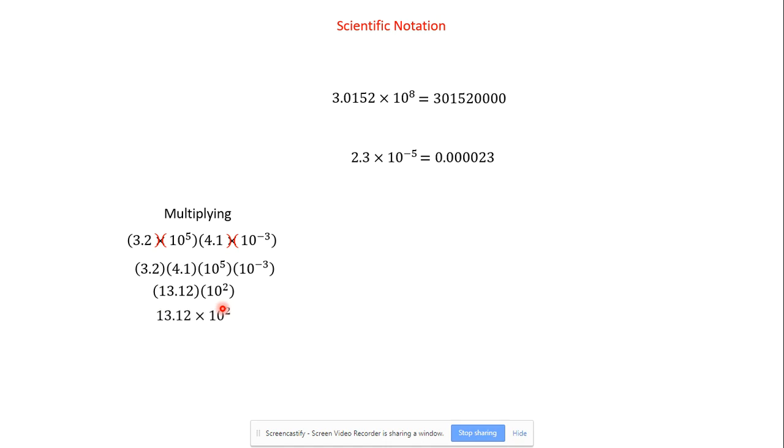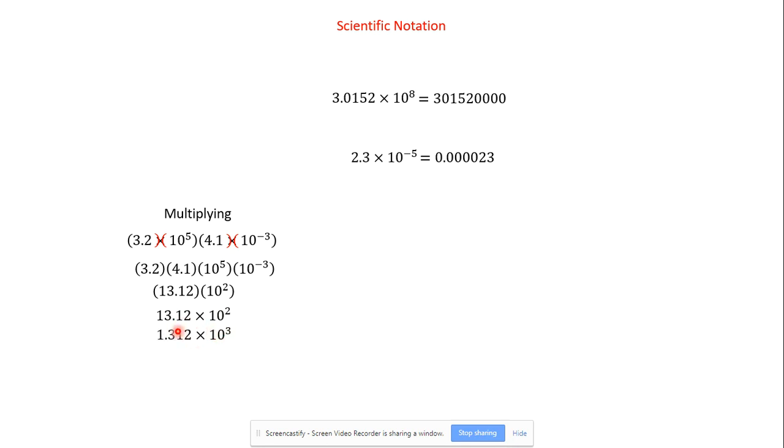We can rewrite that back into more scientific notation form. But is this scientific notation? No, we have 2 digits here. We need to move the decimal over, so it's 1.312. And if we move the decimal over, we need to change the exponent by 1. Ways of thinking about it, this times 10 to the 2 is a big number. Make it an even bigger one. So it needs to be 10 to the 3.